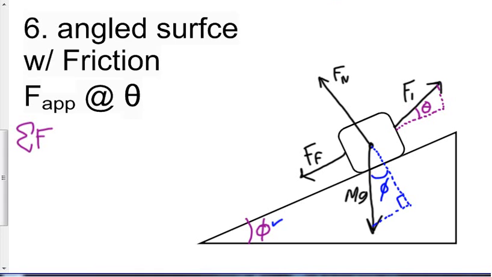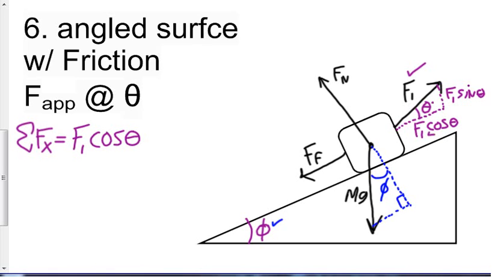Sum of the forces in the x direction. Well, what's going in the positive direction in our x direction? Well, F1 is going up the ramp, but it's actually only part of it. So if I go over here, on my dotted line, this is angle theta right here. This would be F1 cosine of theta, and the y direction would be F1 sine of theta. So in my x direction, I have F1 cosine theta up the ramp.